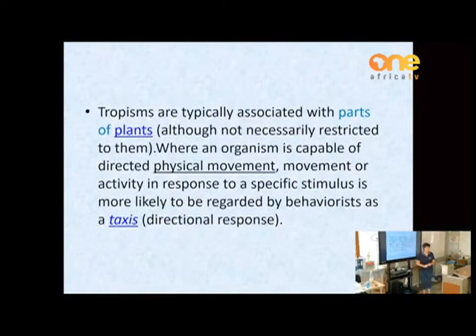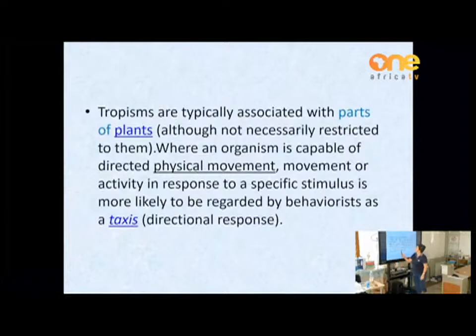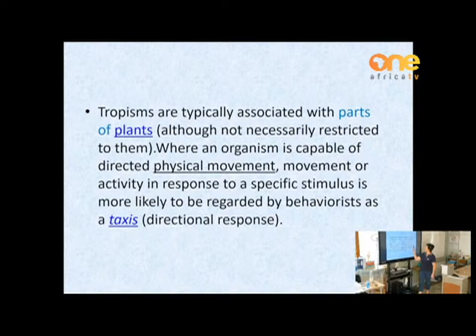They want us in the syllabus to understand the difference between the word tropism and taxis. So tropism refers to when a part of a plant is directed by a stimulus, while where an organism is capable of directed physical movement, a movement or any activity in response to a specific stimulus, it is more likely to be regarded as taxis or directional response.